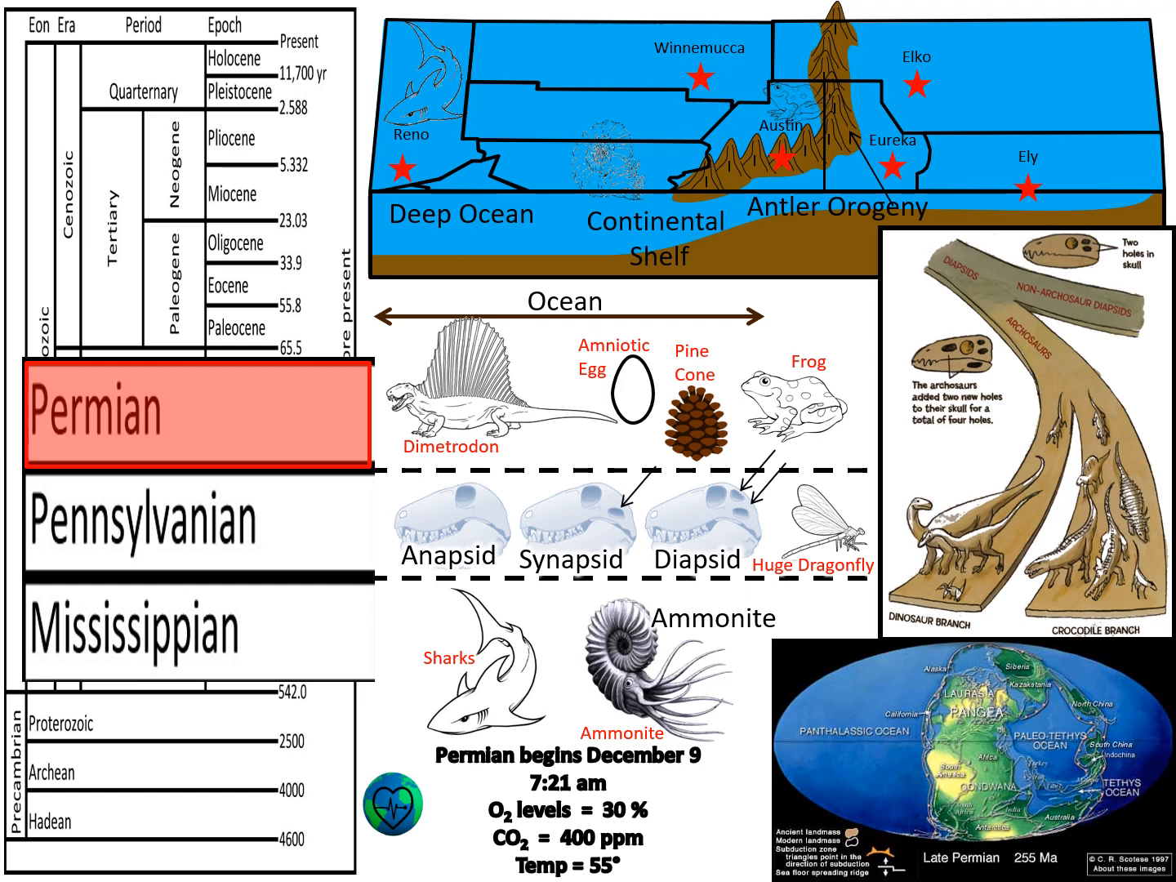However, the diapsids were not the rulers of this time period. That designation goes to the ancestors of all mammals, the synapsids. During the Permian, these proto-mammals still looked very reptilian.